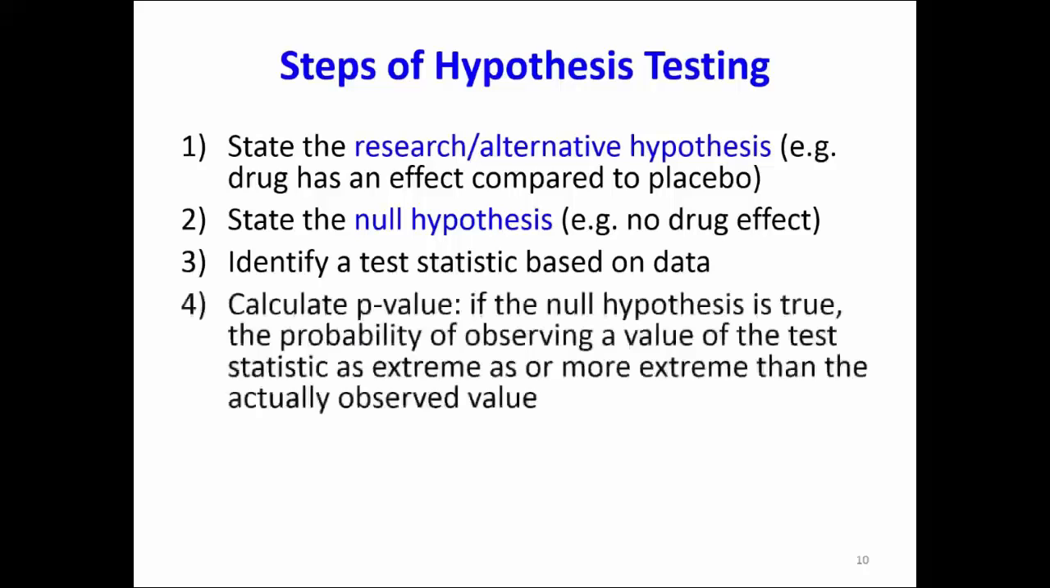Then we calculate the p-value. Remember that this is the definition of the p-value. The p-value is the probability that, if the null hypothesis is true, so if the drug has no effect, we will be able to see an effect in the data with a size as large as or even larger than what you have actually observed in your data.